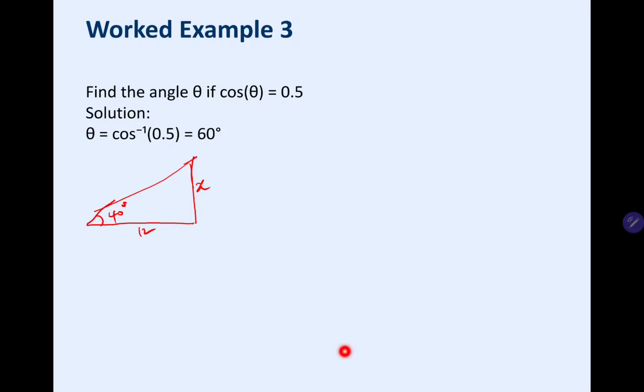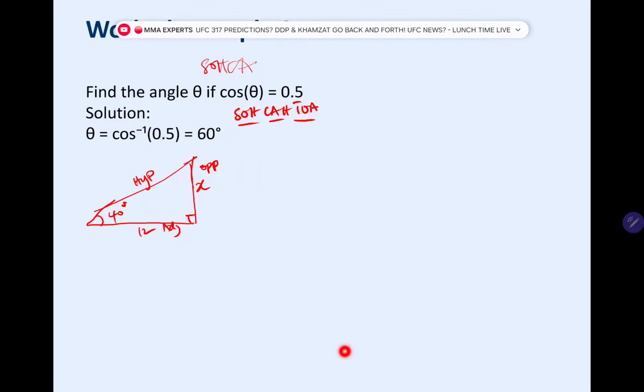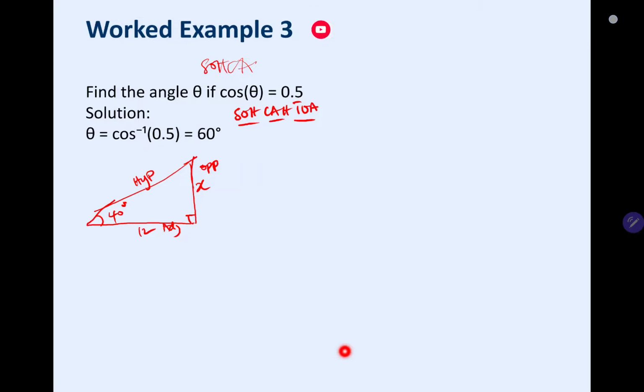Remember, this is the opposite angle, so this is opposite, this is a right angle, this is the hypotenuse, and this is the adjacent side. All right, so what trig function can we use to find x? Remembering SOHCAHTOA. So what trig function can we use to solve this?